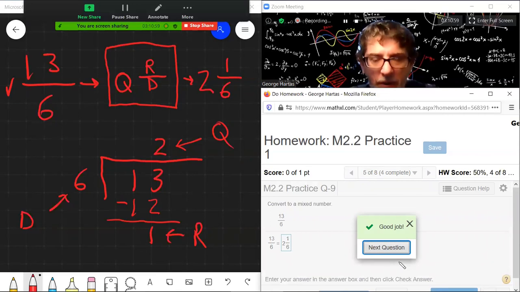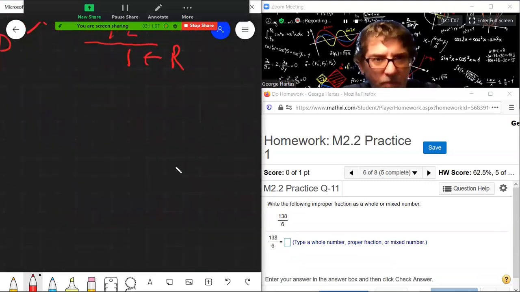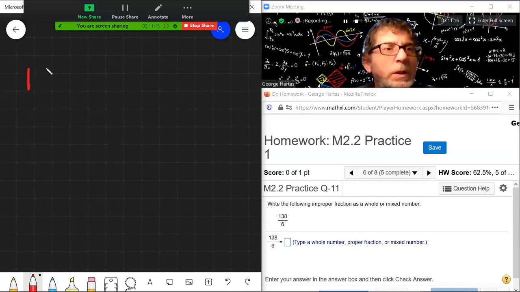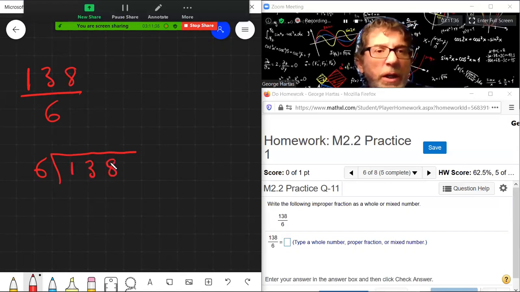All right, so we have a few more examples here to polish your understanding of this. So let's try this out and see what happens. So we have 138 over 6. We're going to convert this improper fraction to a mixed number. Here we go. Long division. Quick and dirty. Nothing fancy, because I know you know how to do long division.